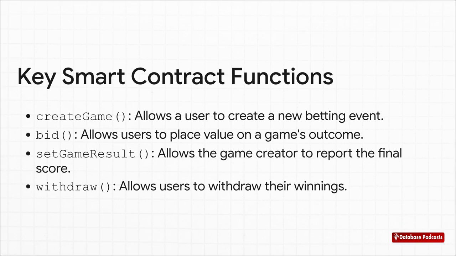A user has to be able to create a new game. Other users have to be able to bid on that game. The creator needs a way to report the final score. And, of course, the winners have to be able to withdraw their money. That's it. This is the heart of the whole operation.